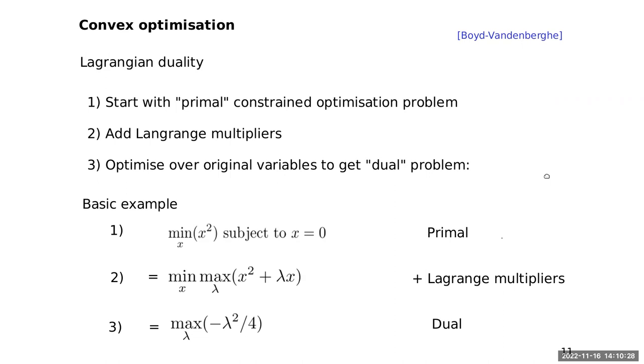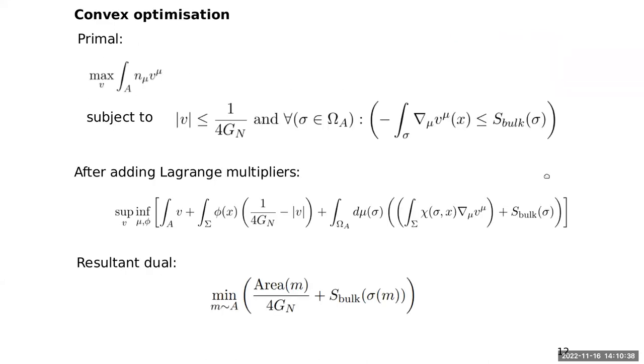And the convexity in this particular setup is the x squared. x squared is a convex function. Okay, so that's the basic example of this procedure. Let me just outline how it works for quantum bit threads.